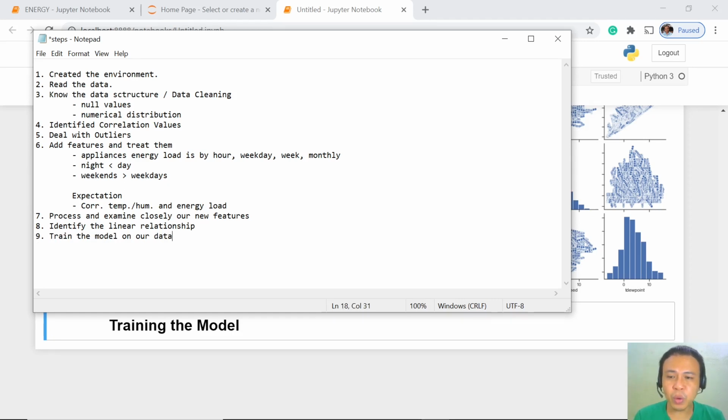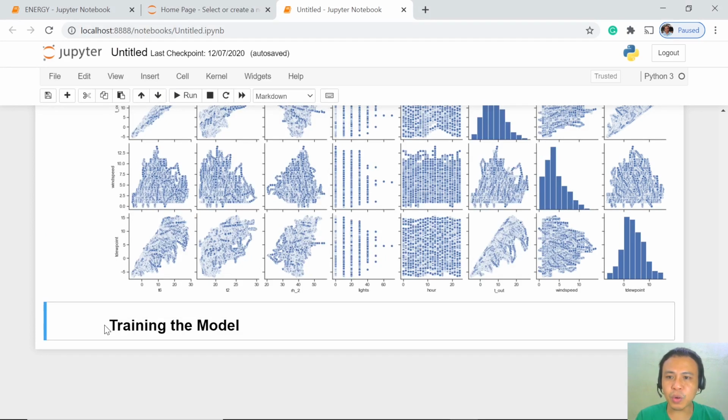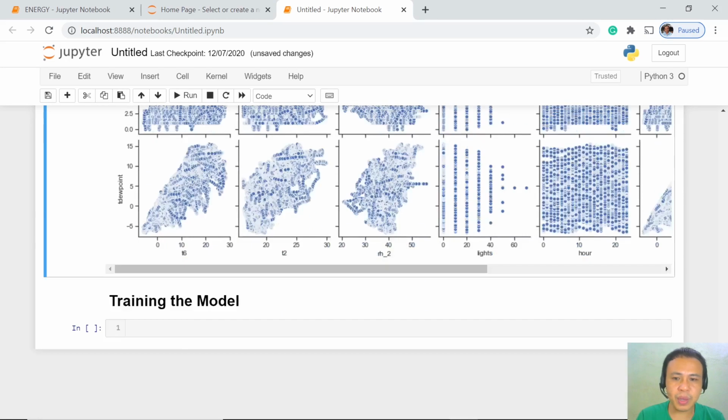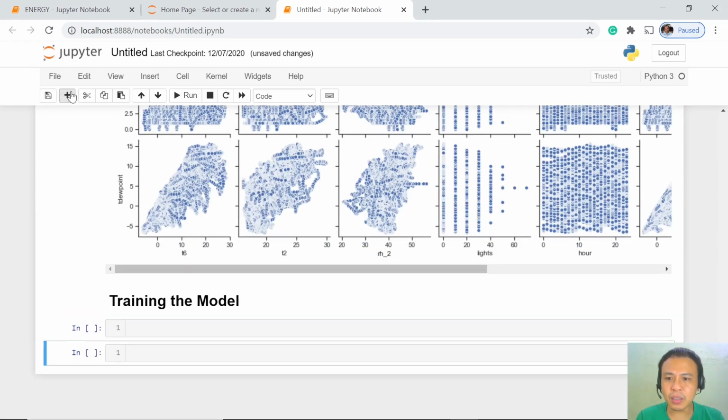So today we are going to train the model on our data. So let's get into this. And of course we're going to add cells. So let's insert cells below. And we have here already a lot.